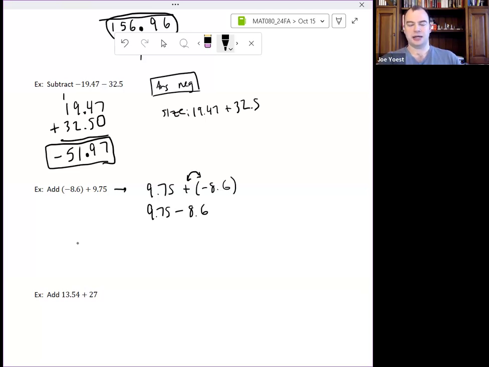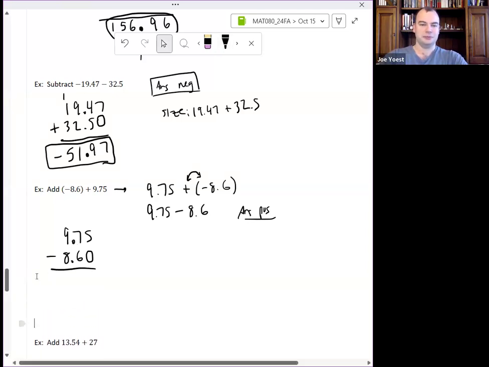I know the thing I'm subtracting from, the 9.75, is bigger than the thing I'm subtracting off, the 8.6. My answer is positive. And I just do the subtraction basically as is. I just do 9.75 minus 8.6. Now, again, I have an empty space here. I can fill in a 0 at the end of this number, just as a placeholder.